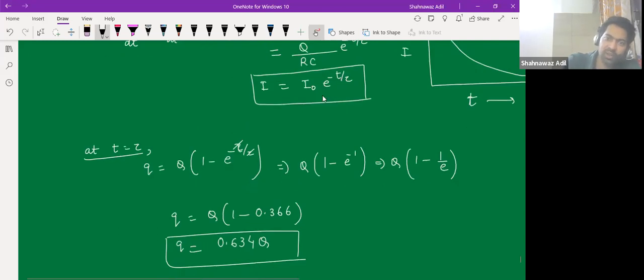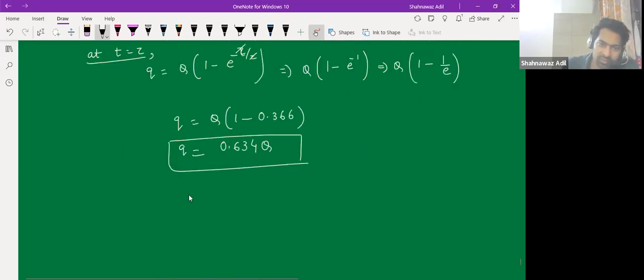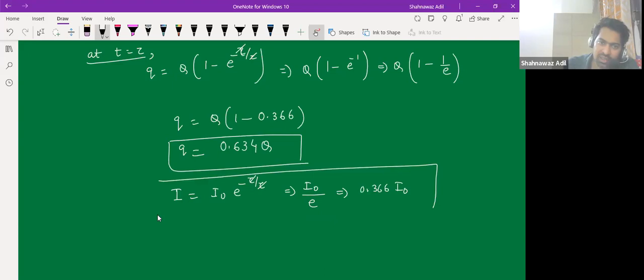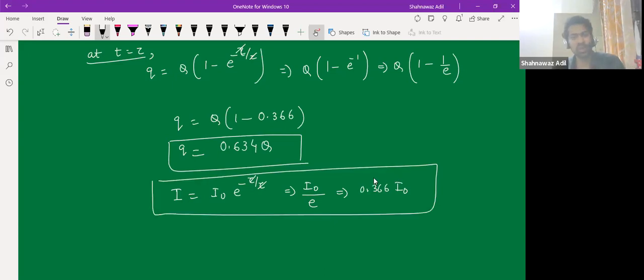Current would be I naught e to the power minus t by tau. So at t equal to tau, it is I naught by e, which is 0.365.